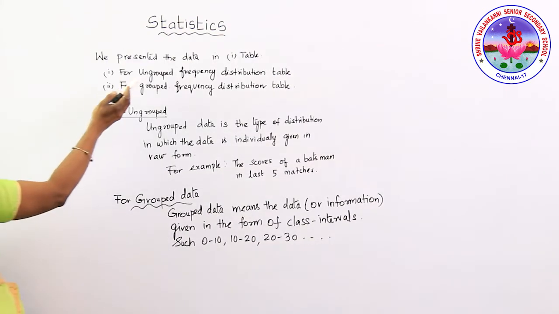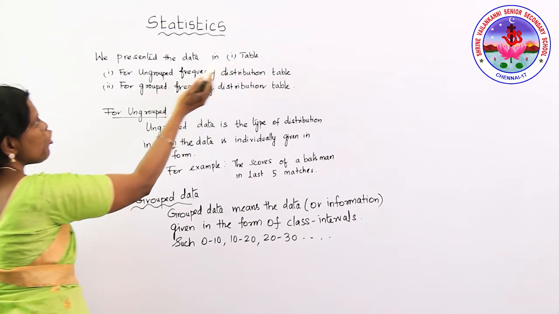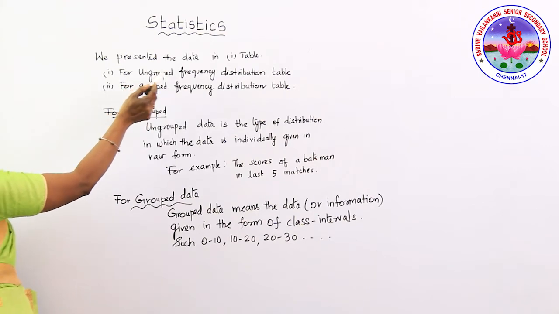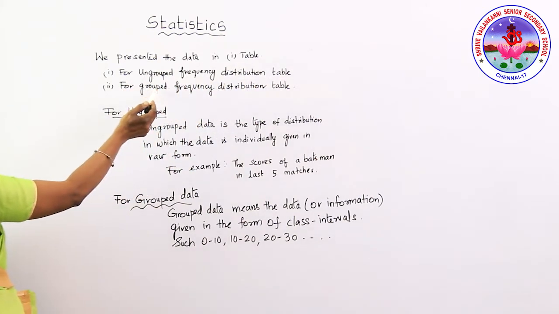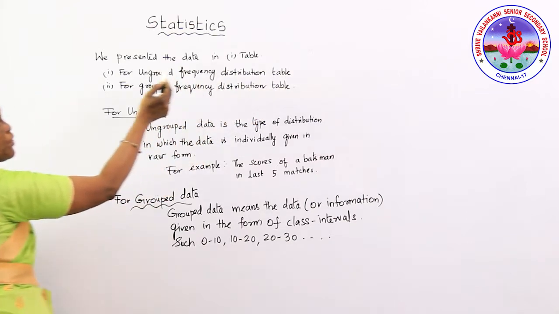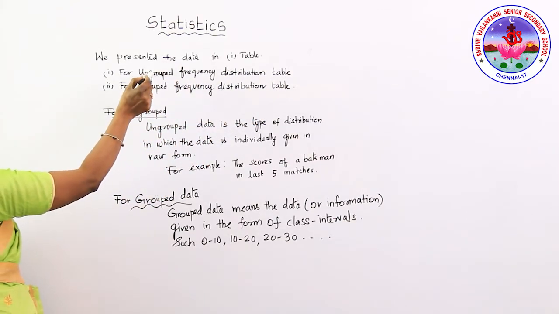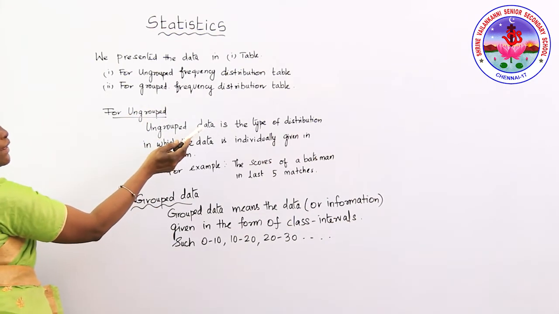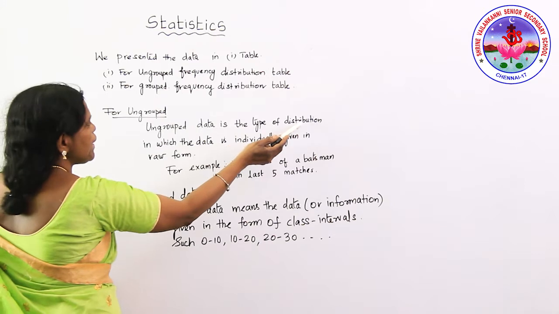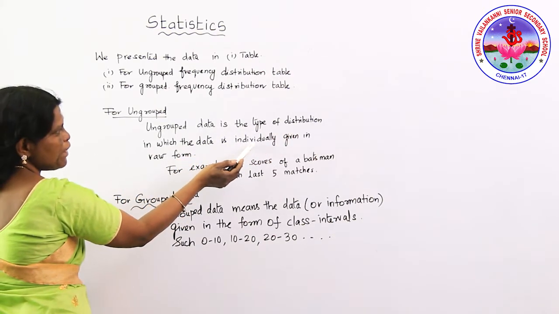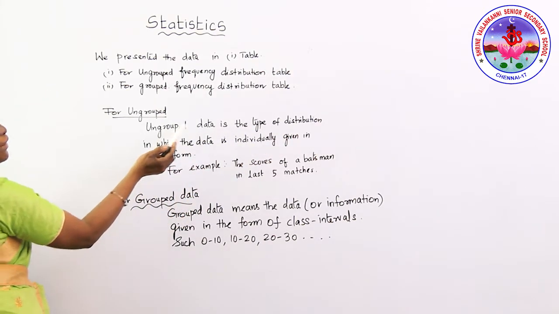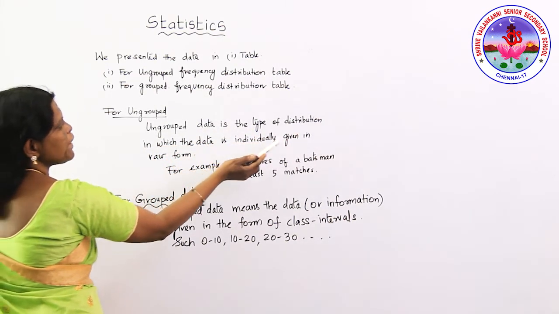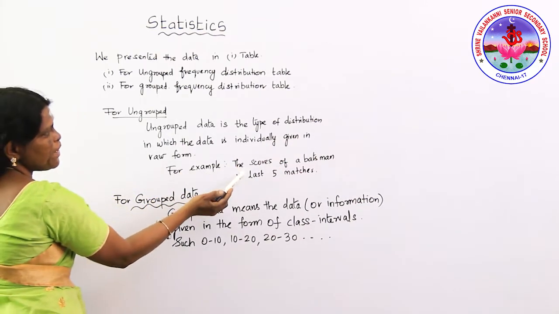Now we present the data in the first form, that is the table form. The table form can be represented under these two cases: ungrouped frequency distribution table, then grouped frequency distribution table. First, ungrouped data. Ungrouped data is nothing but the data which is distributed in terms of the individual values. Ungrouped data is a type of distribution in which the data is individually given in the raw form. Through an example, I can define this.